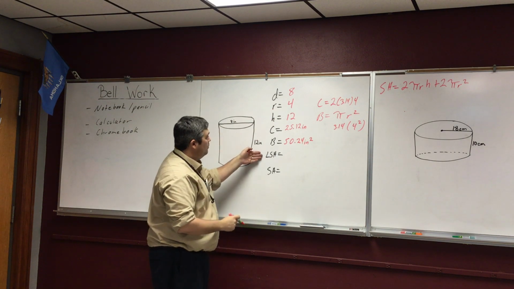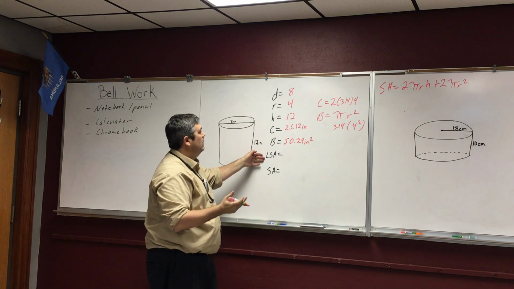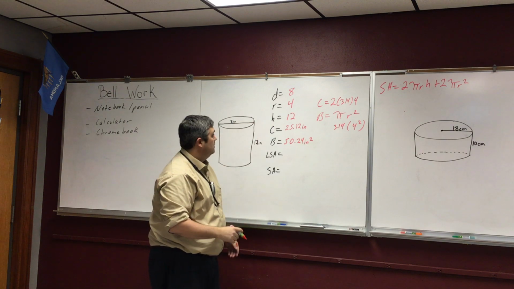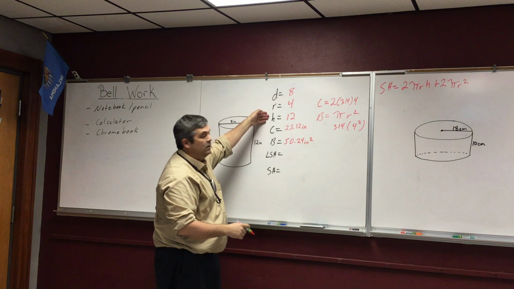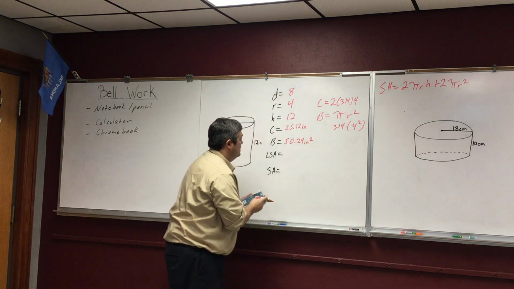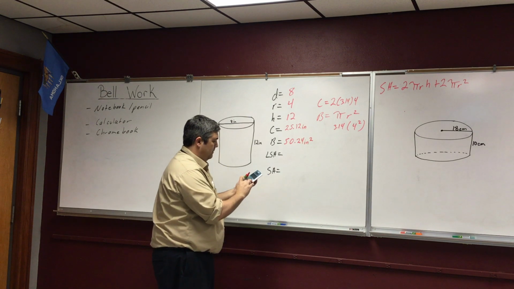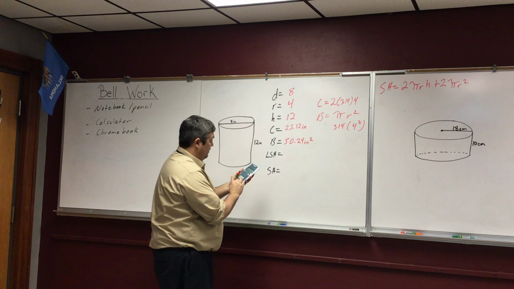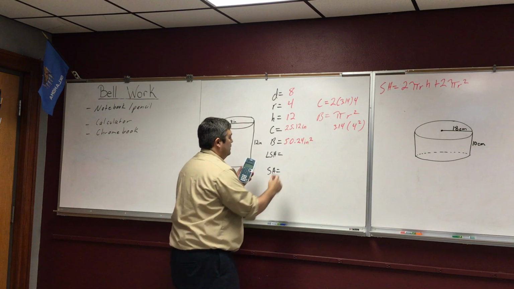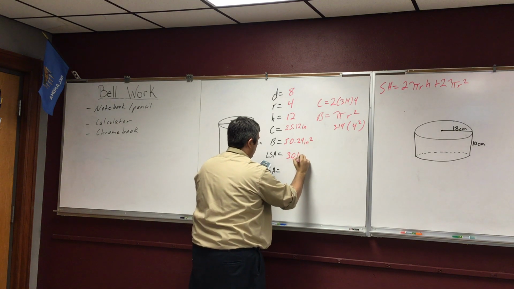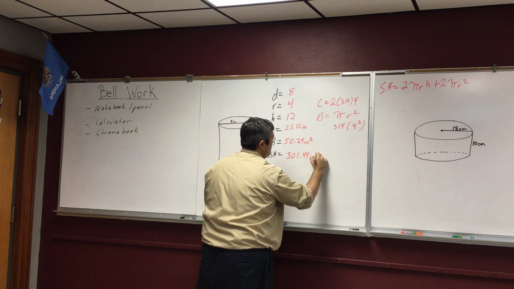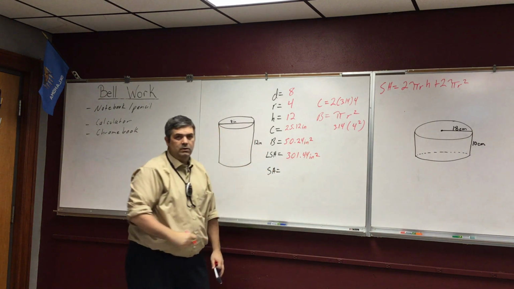All right, so now we want the LSA. Well, LSA is just your circumference times your height. That's all it is. So now that I have my circumference and I have my height, I can just multiply those two things together to get my LSA. 25.12 times 12. Now I have 301.44 inches squared. Again, we're talking about area.